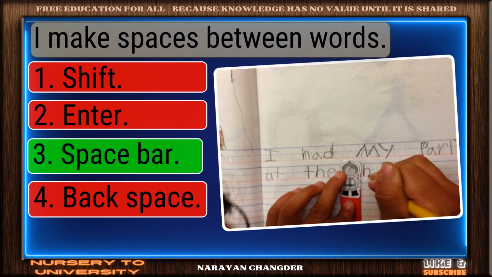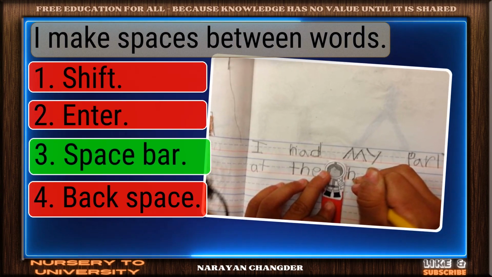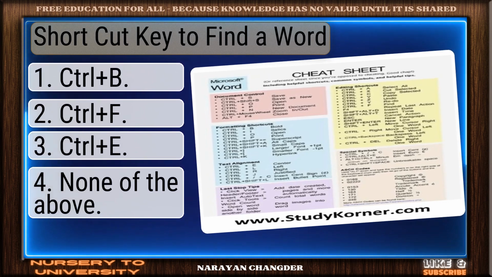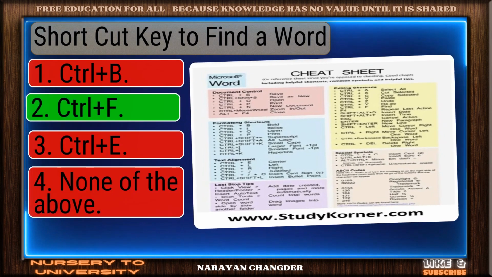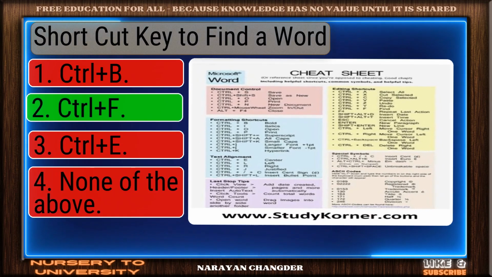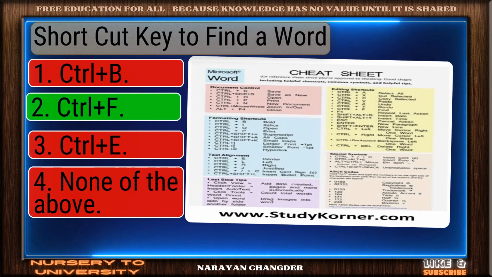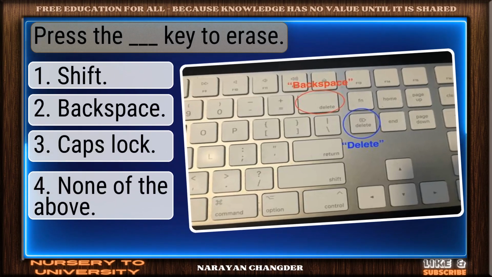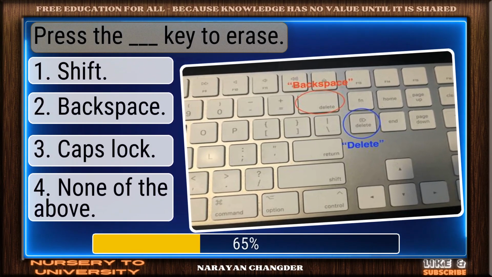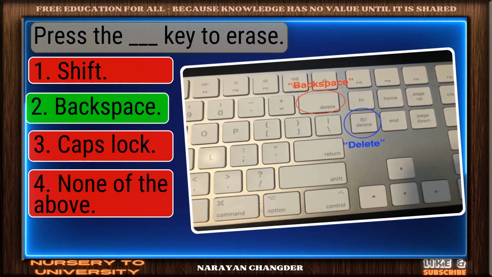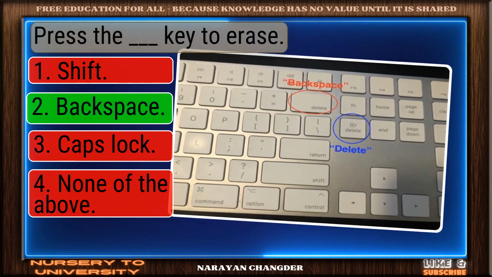On track. Spacebar is the correct answer. Shortcut key to find a word. Good job. Your answer Ctrl plus F works well here. Press the dash key to erase. Solid response, backspace is a valid choice.